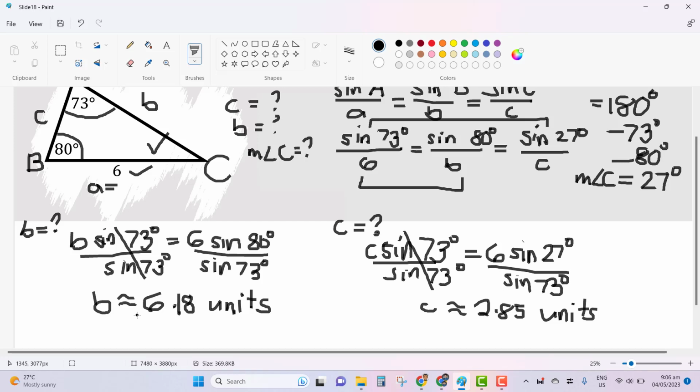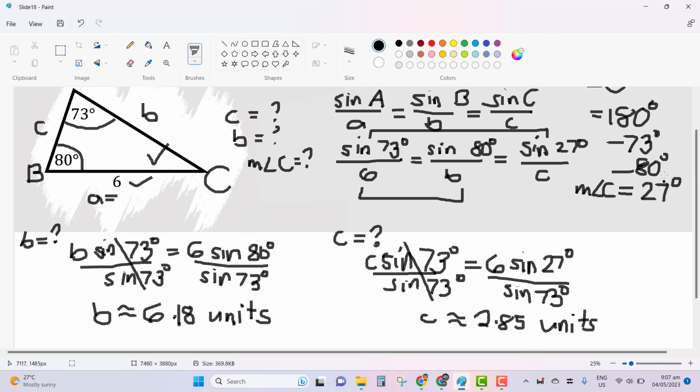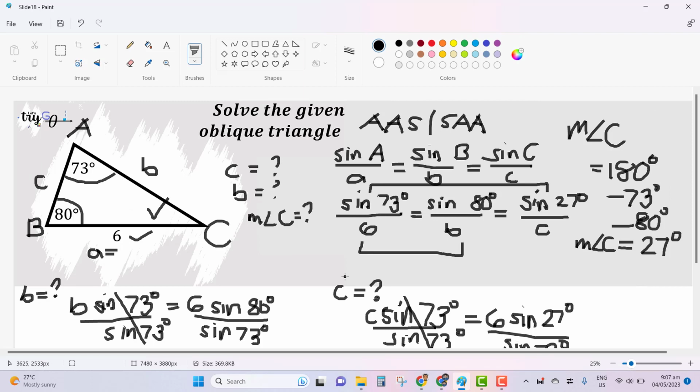And this small difference in the side units is actually due to the small difference in the angular measurements as well. On the other hand, the measurement of angle C is very small at 27 degrees. That's the smallest angle. That's also why side C is very short, 2.85 units. This is how we solve an example of an AAS or SAA oblique triangle.